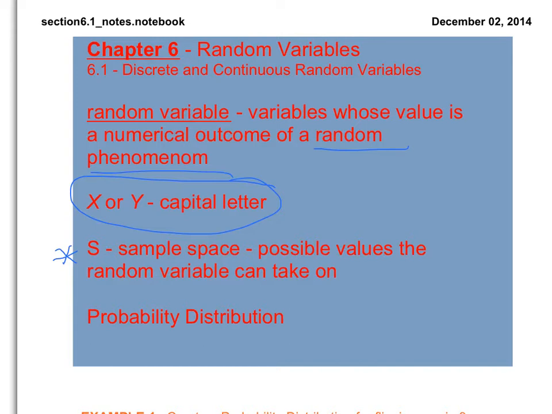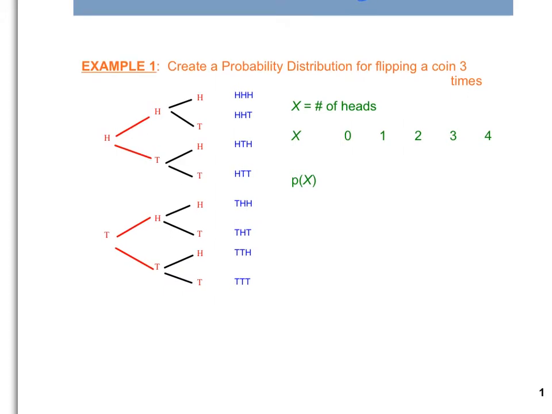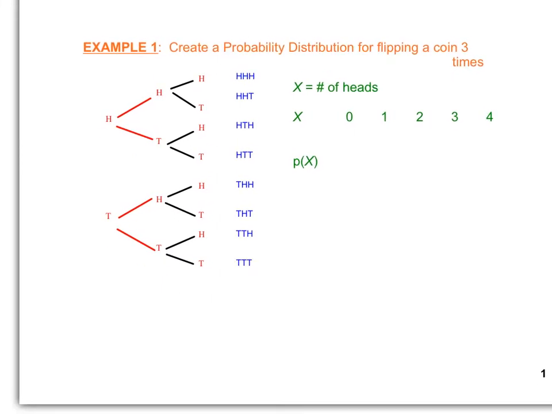And once you find the sample space, you can assign a probability to each outcome and make what's called a probability distribution. And this can be in a table format, or it could be a graph like a histogram. And I'll show you some examples of both of those. So let's actually put this concept of random variables into play. So we're going to start with a simple example, which is one that involves flipping a coin 3 times.